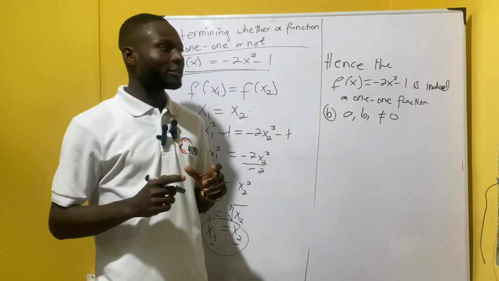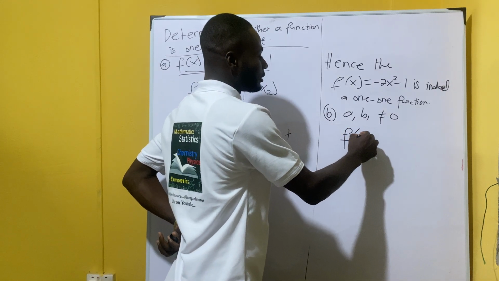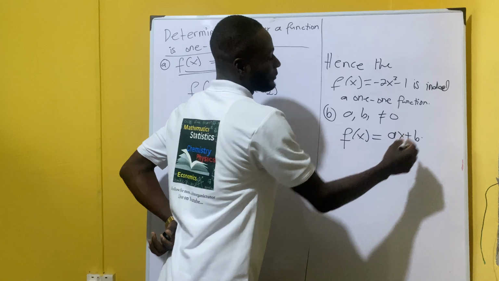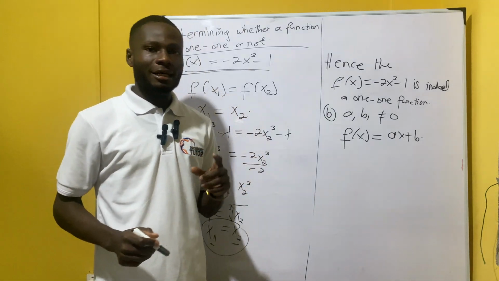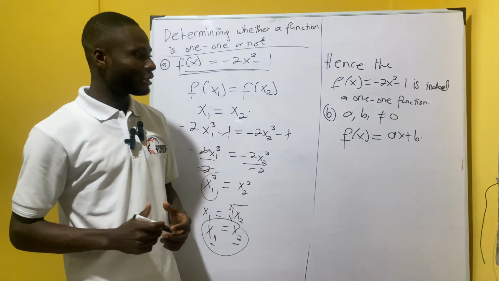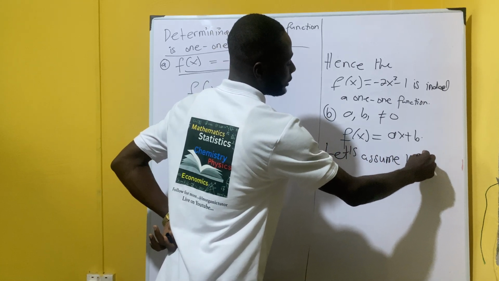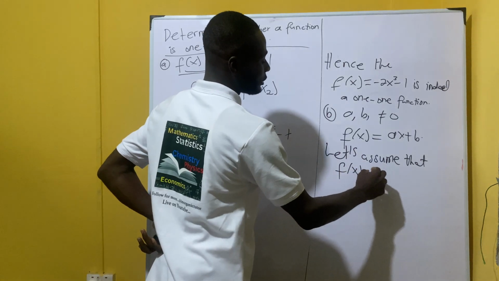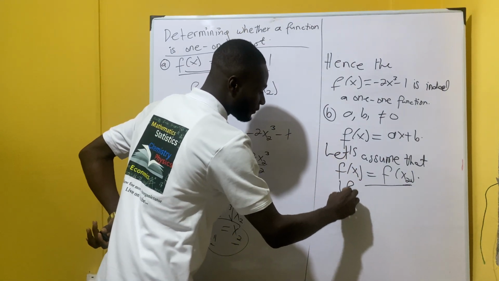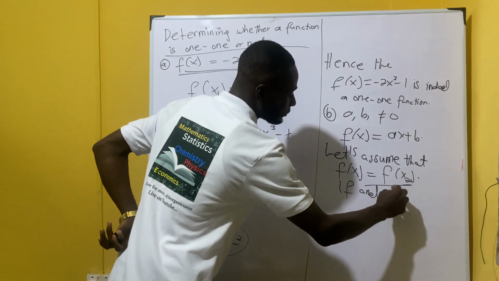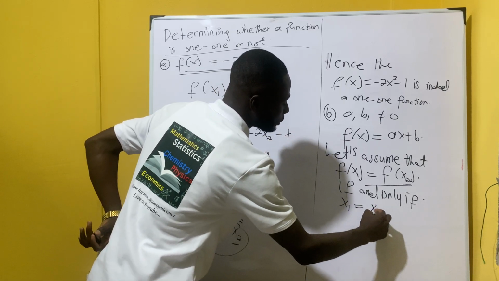So we know that linear functions are functions that have a degree of 1. Here we have been given a hint that the function is equal to ax plus b. But assuming we were not given this function, we have to know that all linear functions have a degree of 1, so this would be the function. So let's assume that f of x1 is equal to f of x2. If that is true, this will only hold if and only if x1 is equal to x2.